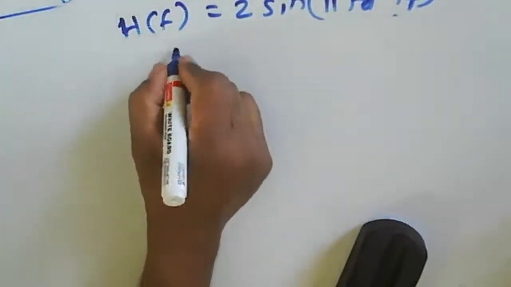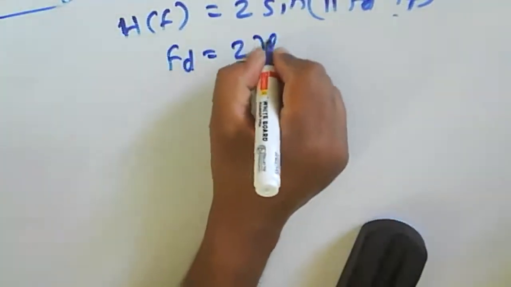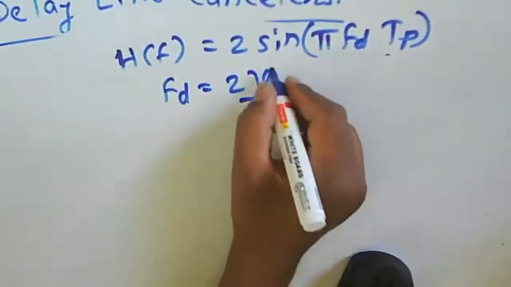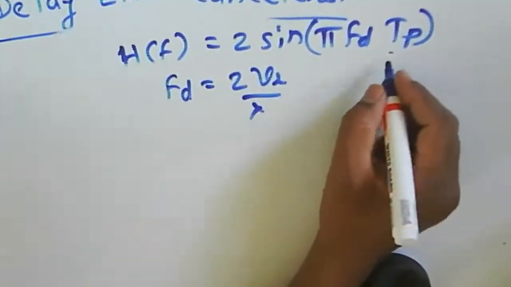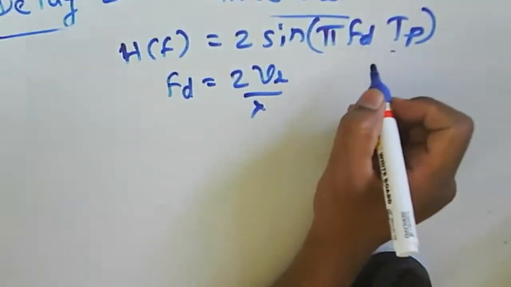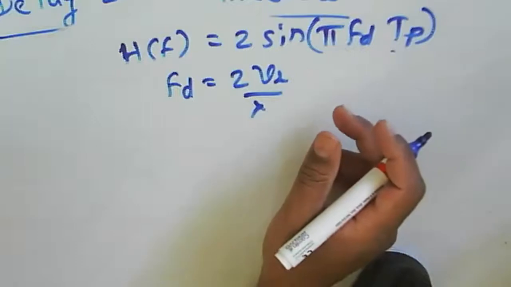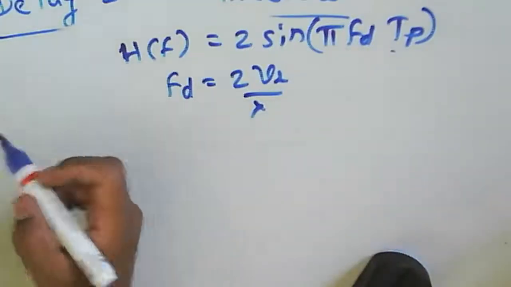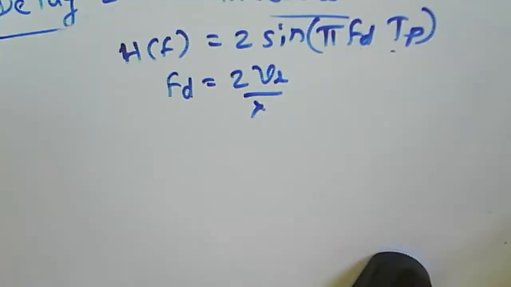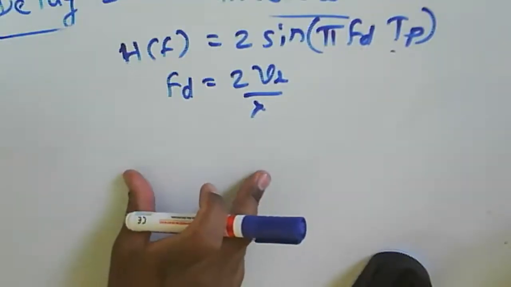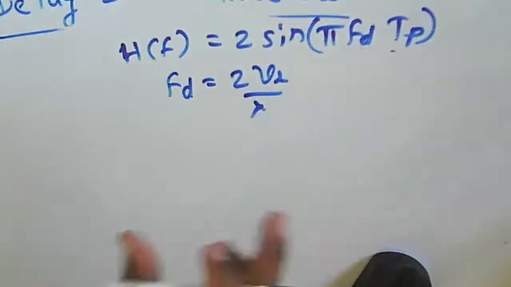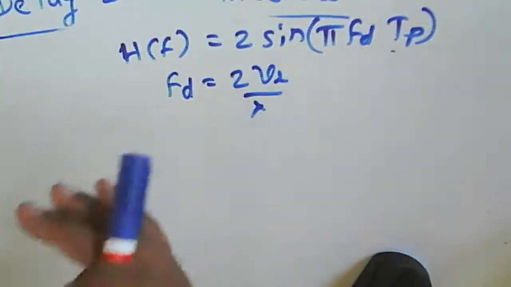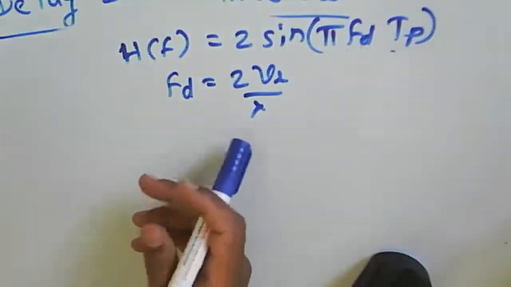That's why we have written that f d is equal to twice Vr by lambda, and thus f d is depending upon the pulse repetition frequency. Or in another word, we can say that the delay line canceller response will be 0 when the Doppler frequency shift f d is a multiple of the pulse repetition frequency. In that case, the response will be 0.